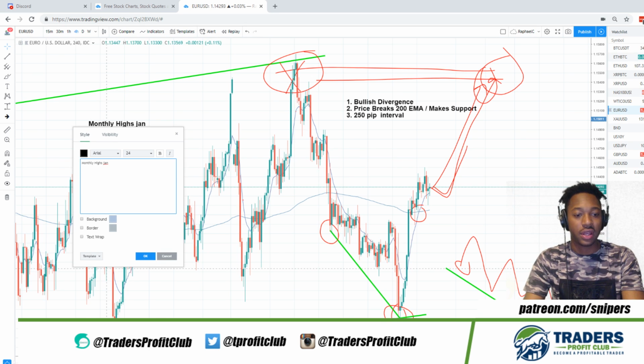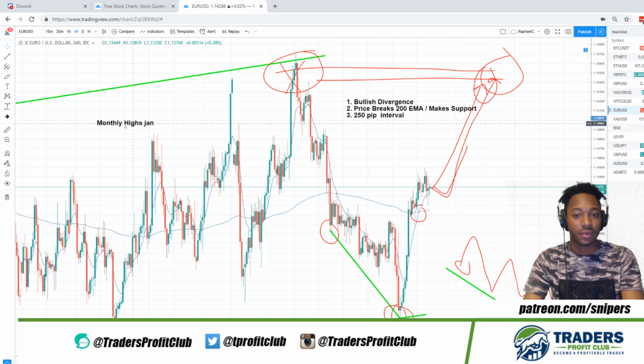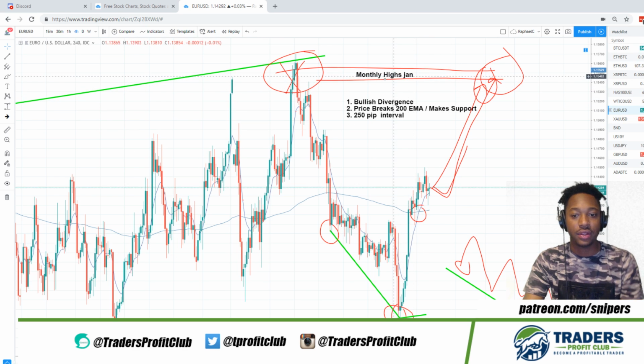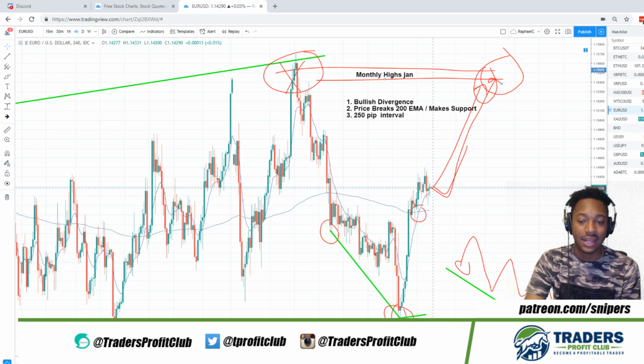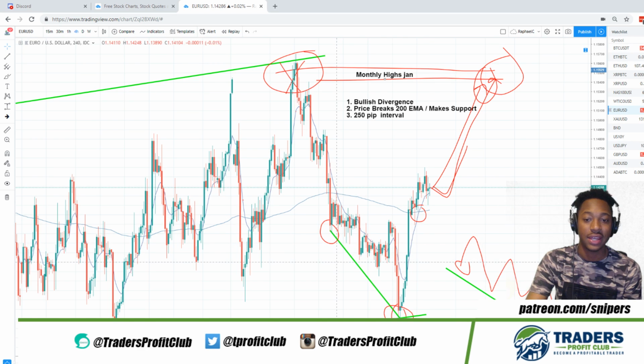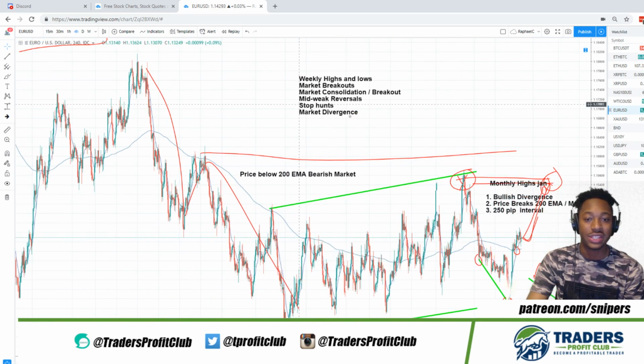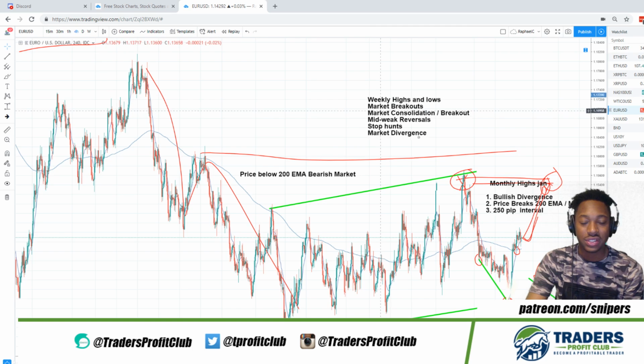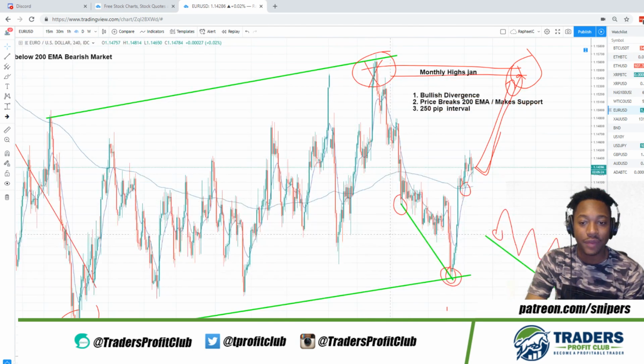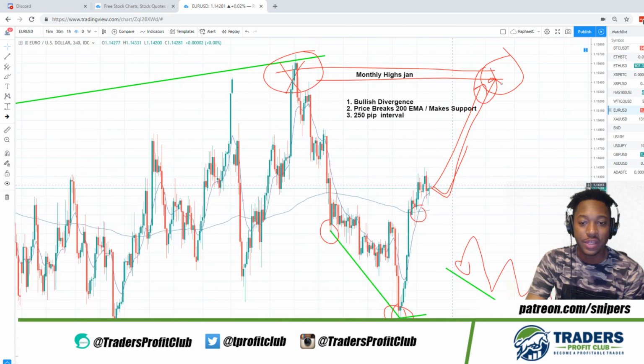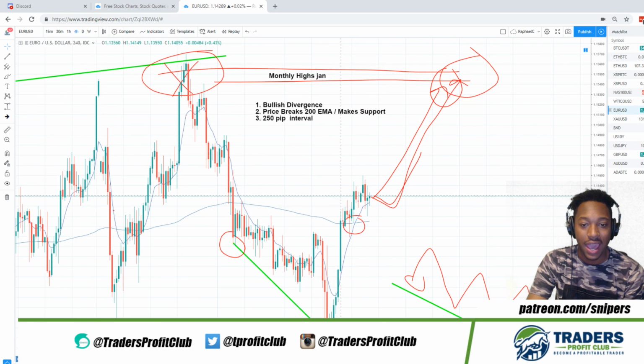So this is January highs. And then look where we're at right now. At the end of January, we're already at the halfway point, or a little more than a halfway point, for that 250 interval back to the upside. So if this makes sense, we're looking for these areas, these weekly lows, these weekly highs, the market breakout. Where is the market going to break out of? This is a perfect area for the market to break out of.